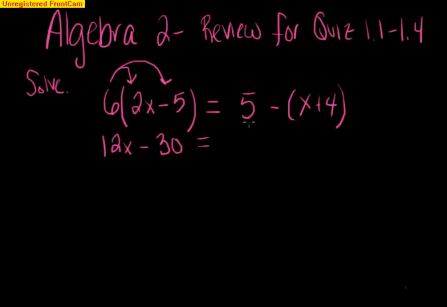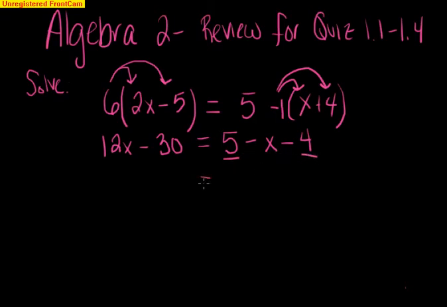On this side, the 5, nothing happens to it. It's not being distributed because it was not immediately followed by a parentheses. What is being distributed is this negative sign. You want to think of it like there's a negative 1 here. And so when I distribute that negative 1, it's going to change the signs of what's in parentheses. So I'm going to end up with a negative 1x, or you can just write negative x, and a negative 4.